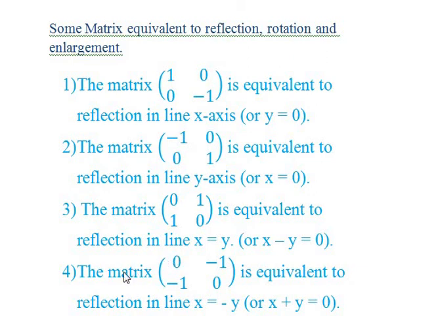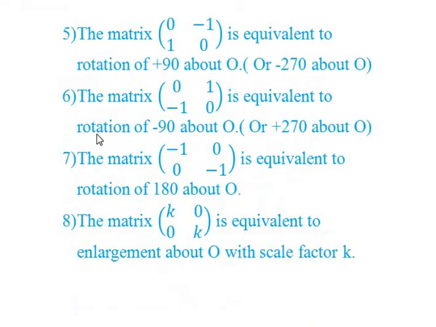Similarly, the matrix (0, -1, -1, 0) is equivalent to reflection in the line x equal to minus y, and this is x plus y equal to 0. This is another form of the line. So these are the 4 matrices which are equivalent to the different reflections. You have to remember these 4 results. We see the next result.